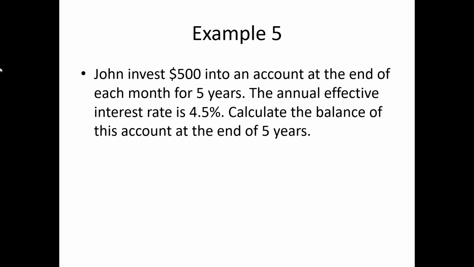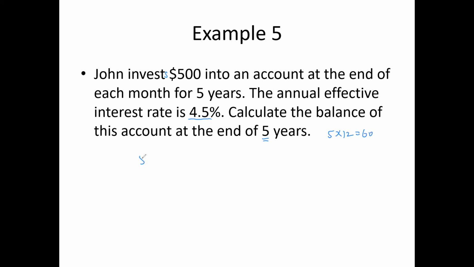Example 5. John invests $500 into an account at the end of each month for 5 years. The annual effective interest rate is 4.5 percent. Calculate the balance of this account at the end of 5 years. Okay, so this is the annual rate. 5 years, that's 5 times 12 equals 60 months.